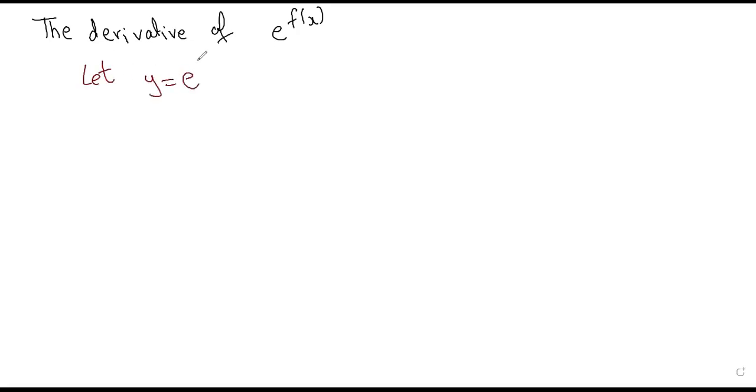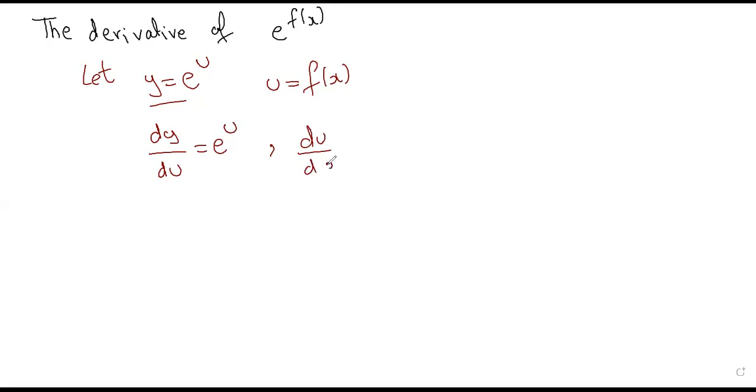y equals e to the u. And obviously, u over here is f of x, very fair. So we will write u equals f of x, fair enough. Okay, now we are going to differentiate y with respect to u. We will be differentiating this equation at both sides according to u. So this would be dy by du, and this would simply be e to the u. Okay, next step would be we need to differentiate this as well with respect to x. This would be du by dx.